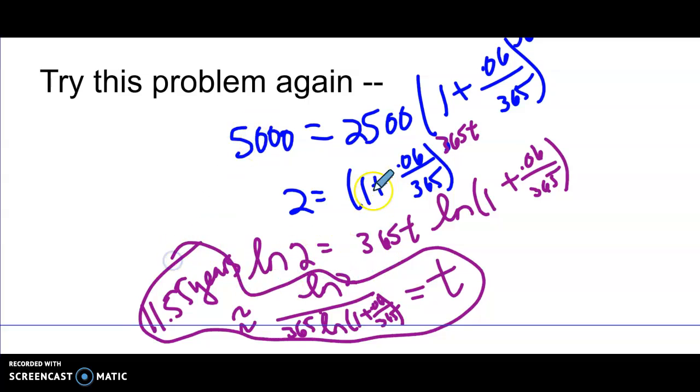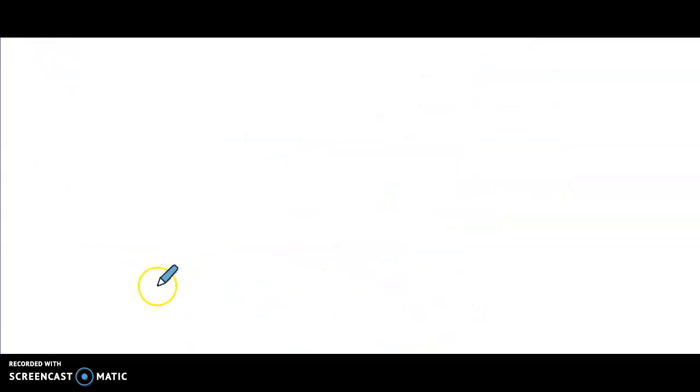So if you don't want to change it to exponential and go back, change it to log form, you could use this solving equation idea, which is to take the natural log of both sides.